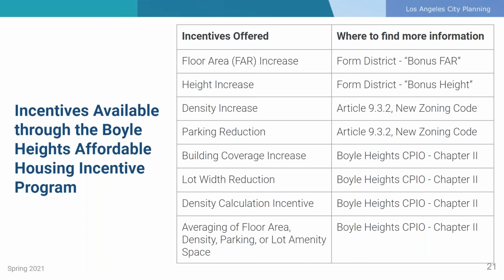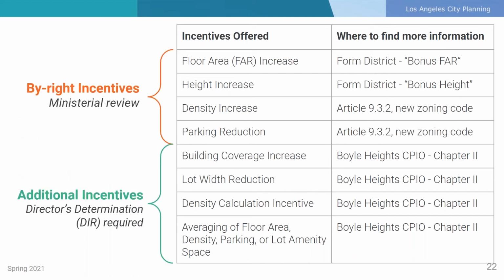The overarching objective of incentives is to encourage private developers to include a public benefit, in this case in the form of affordable housing, in a project, and the incentives help maximize the development potential to increase the financial feasibility for the project. In the proposed Affordable Housing Incentive Program, the by right incentives offered include an increase in floor area ratio, height, and density, as well as a reduction in the number of required parking spaces.